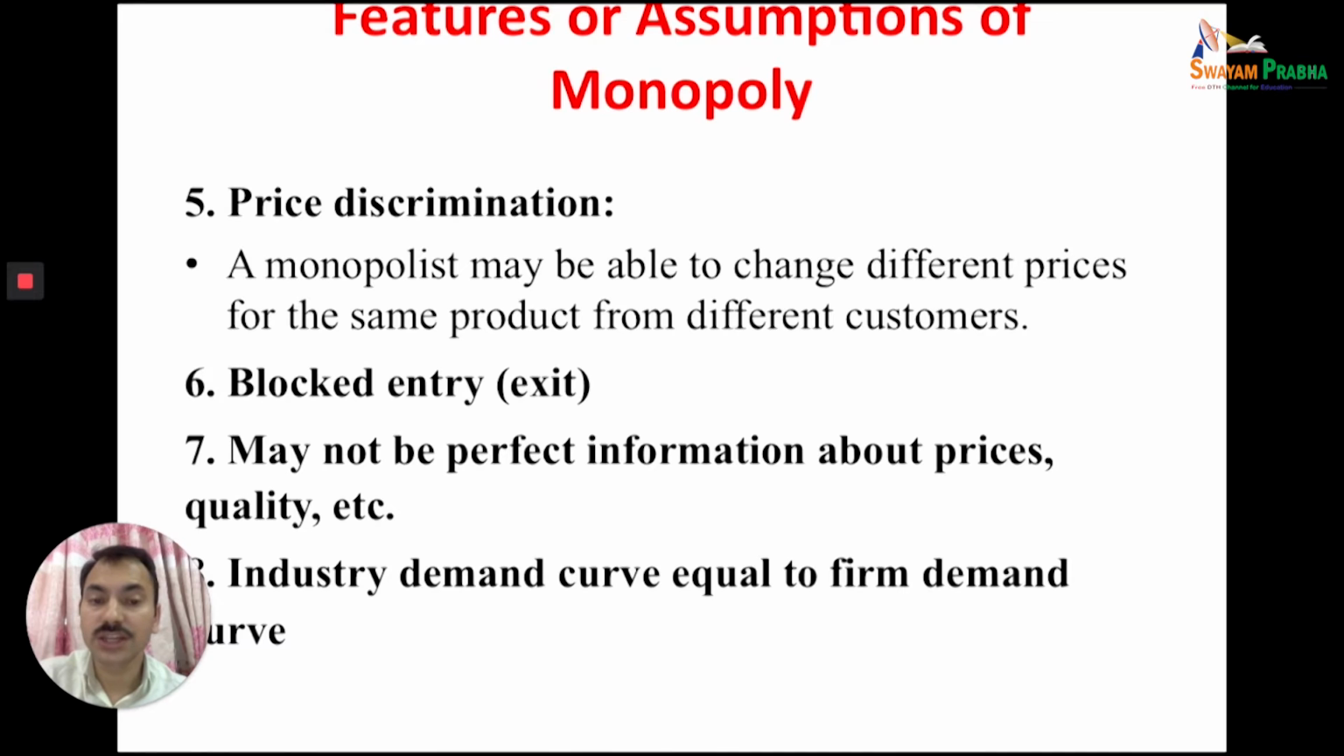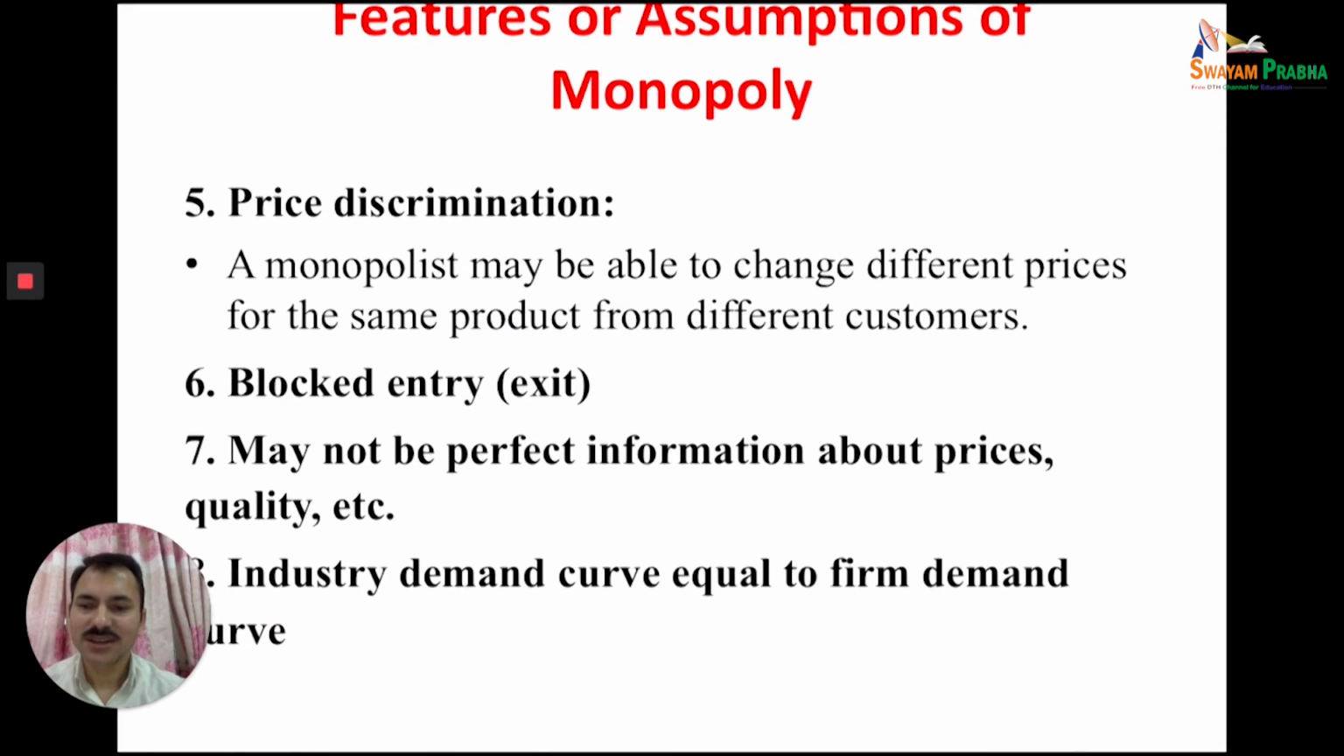Industry demand equals the firm demand. In perfect competition, we have discussed that the demand of the firm, or the price of the firm, is fixed by the industry through the demand and supply forces of the market. The market mechanism plays a very important role in perfect competition. But in monopoly, industry demand is the firm demand.